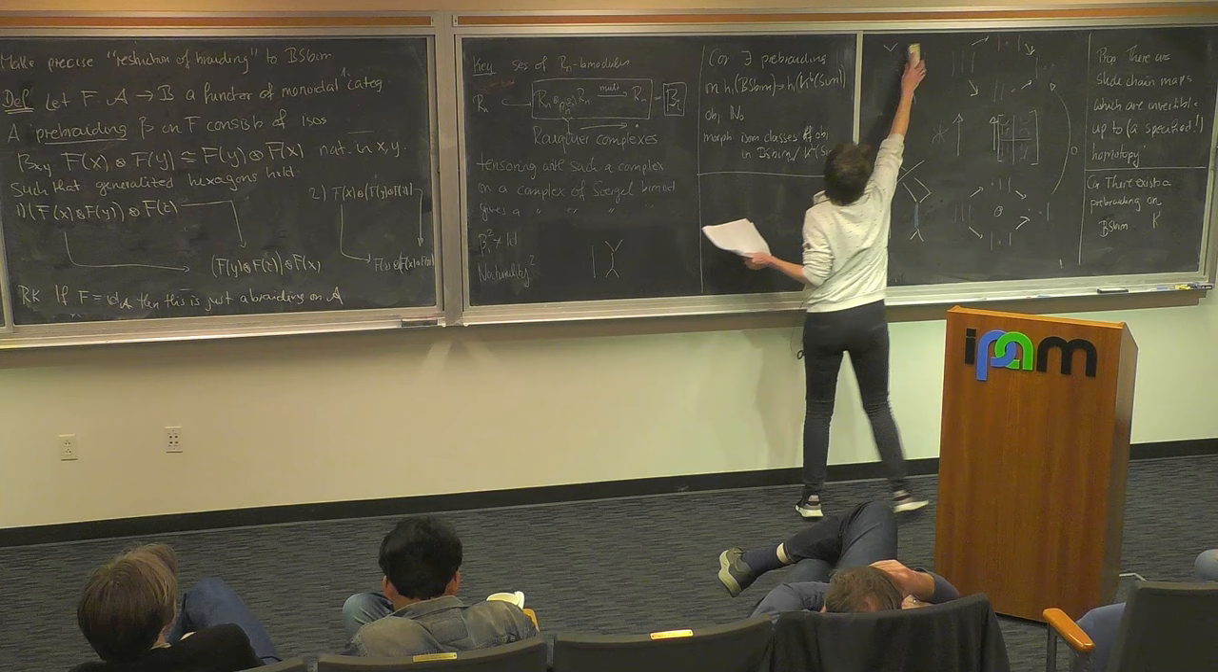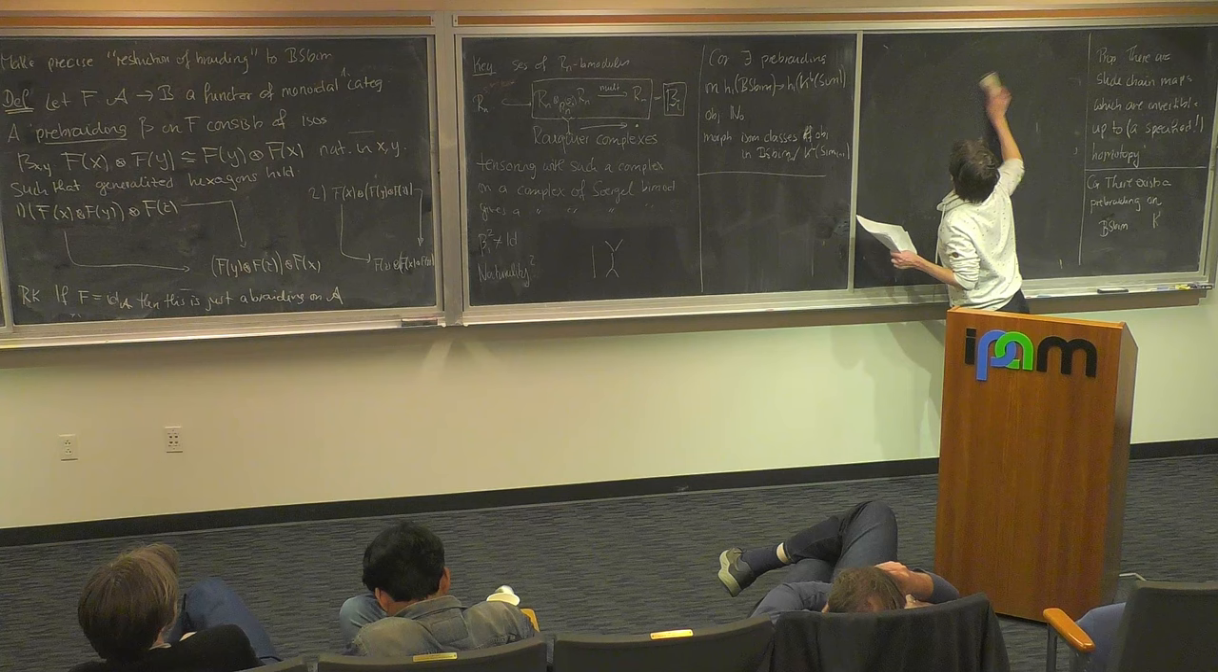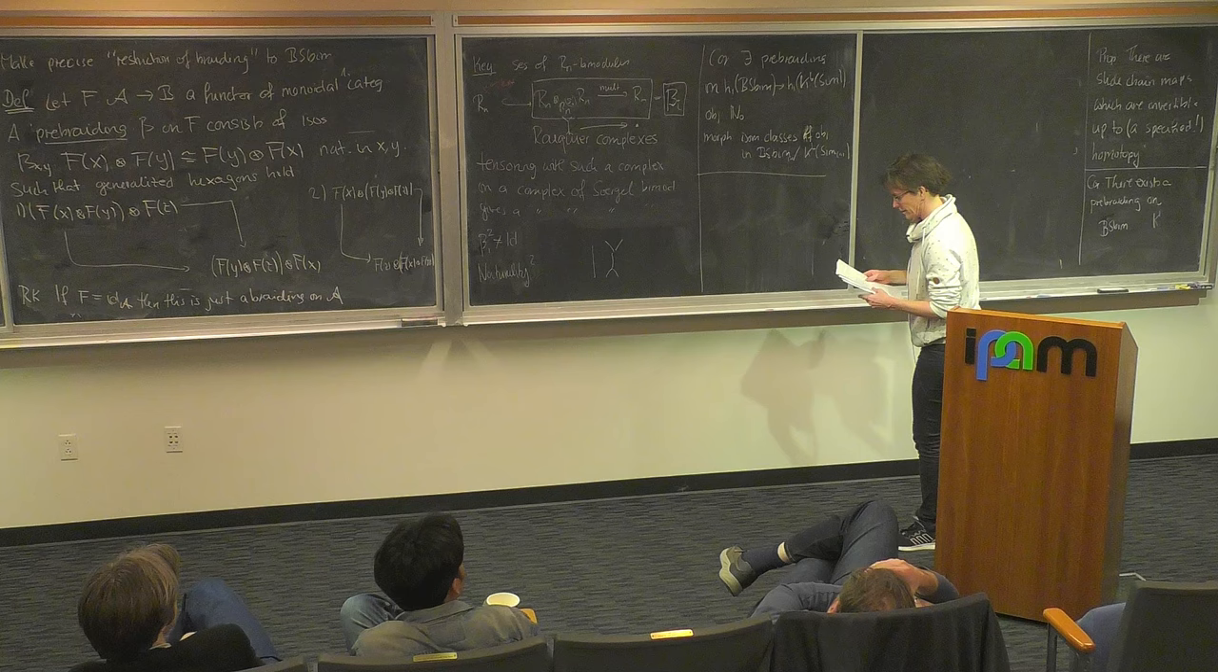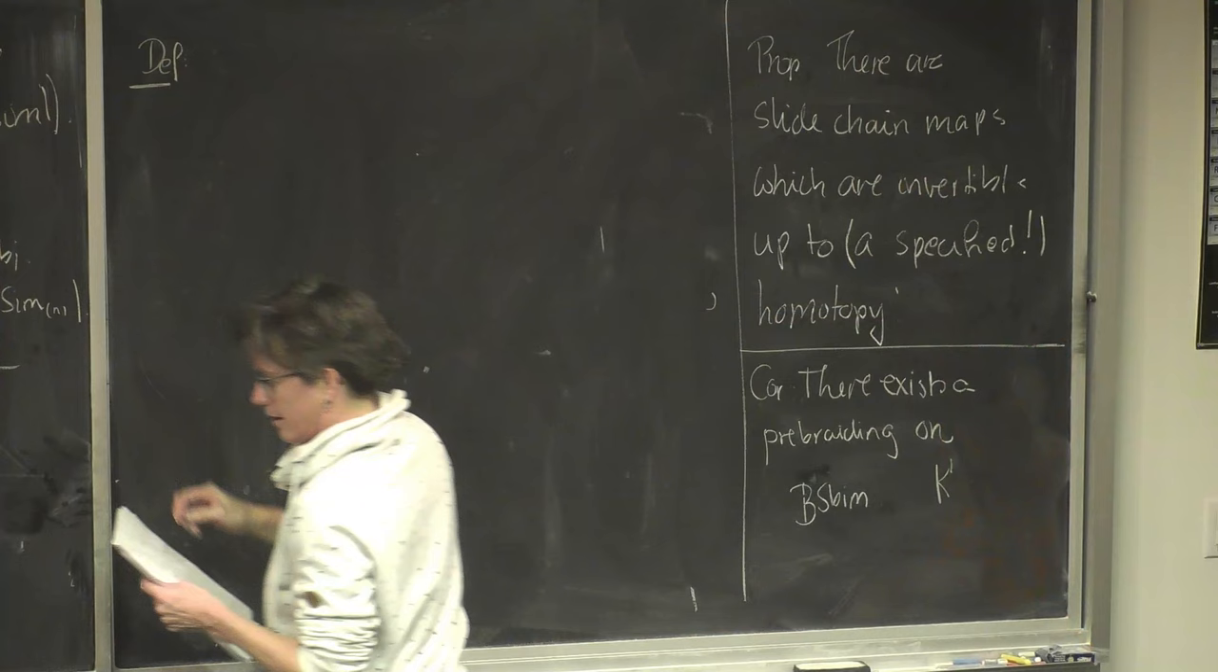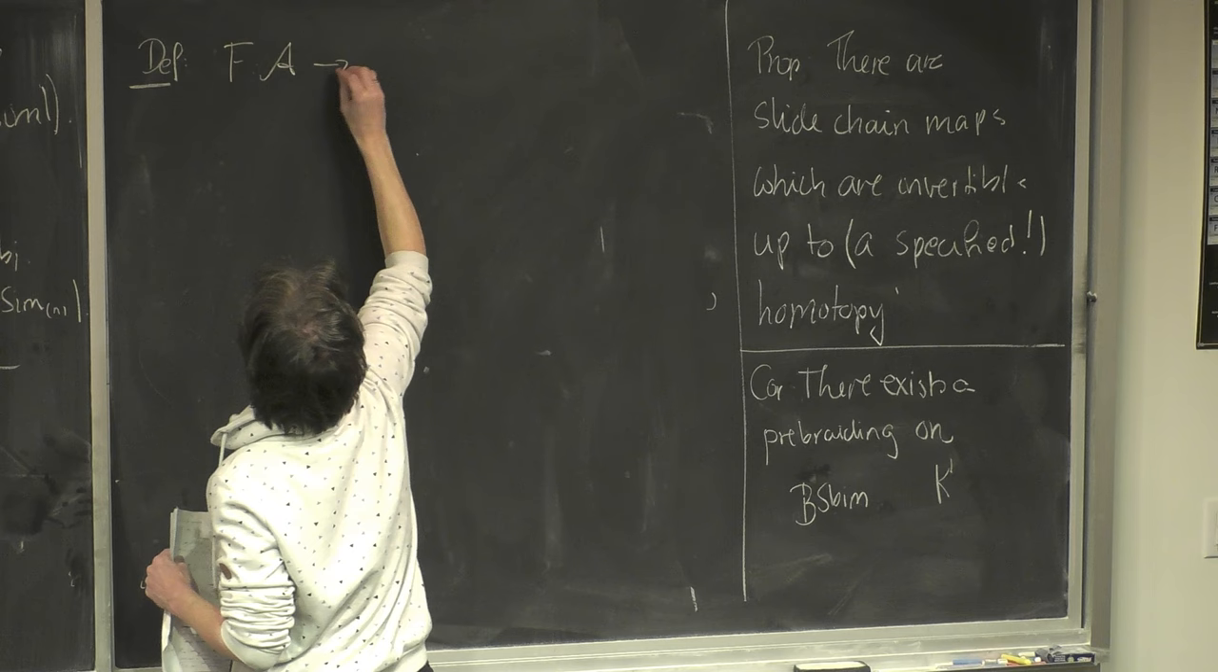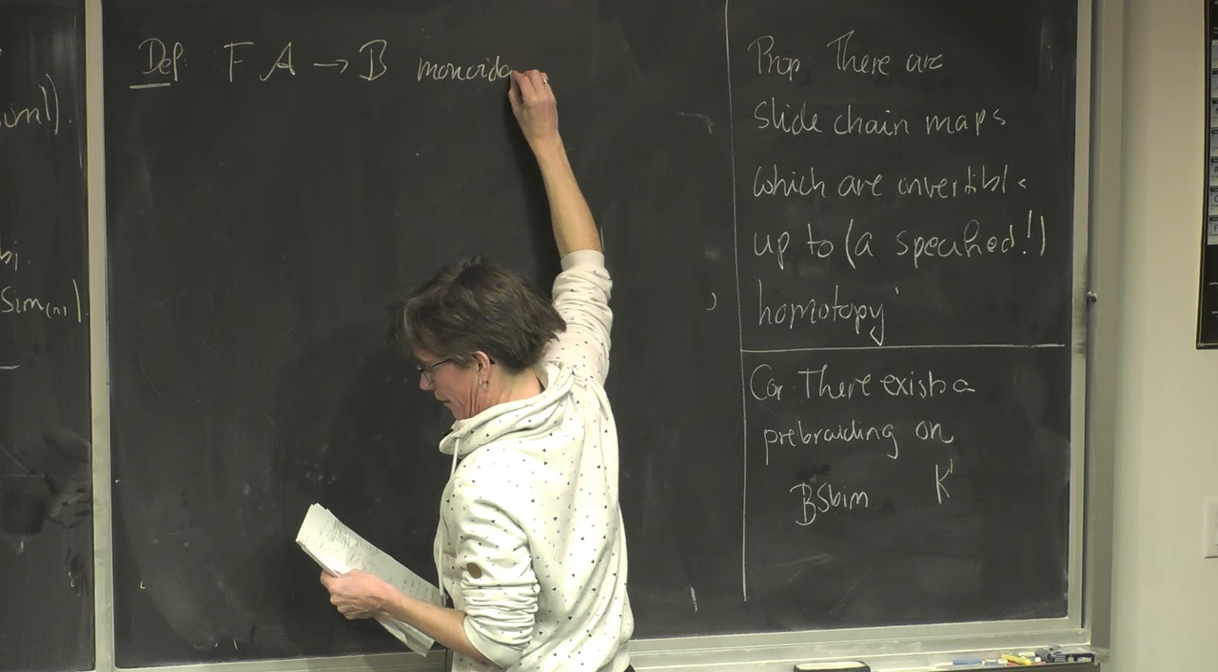So let me remove this. Now let me state a definition which allows us to put this at a higher level and which also connects to things which came up in the conference. If I have the same setup as before, F from A to B is a monoidal functor, then I can define the centralizer of F.